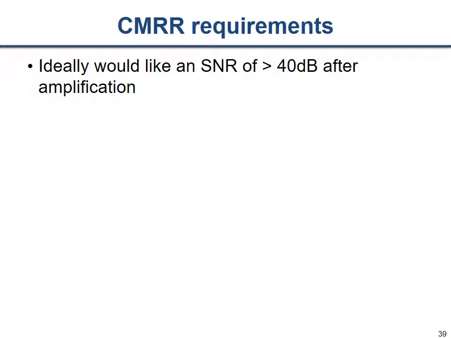Okay, so given that we do potentially have a lot of 60 hertz interference, what kind of common mode rejection ratio do we need from our instrumentation amplifiers in order for them to work effectively? Let's just imagine for the purposes of calculation that we need a signal to noise ratio of greater than 40 dB after amplification. Let's say we are given an ECG signal. VID, the differential signal, is 1 millivolt. That's our ECG signal. And VICM, the common mode, is something like 1 volt. So we have 1 volt of 60 hertz interference and a 1 millivolt ECG signal.